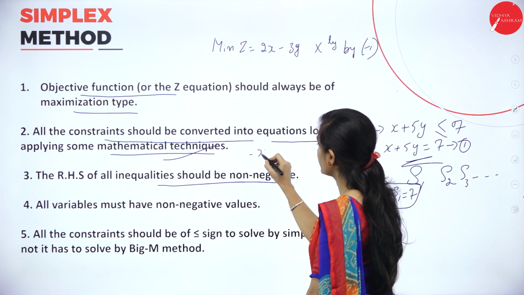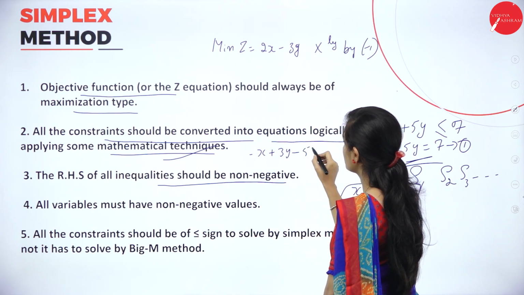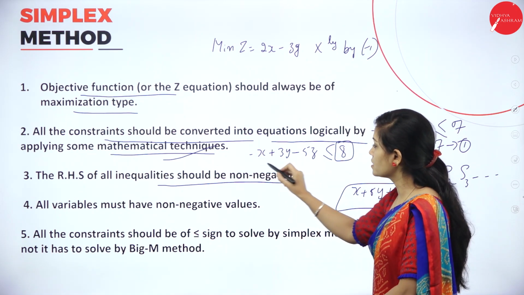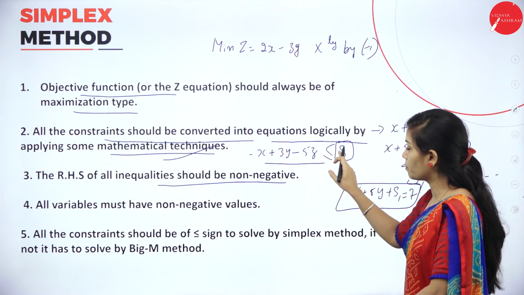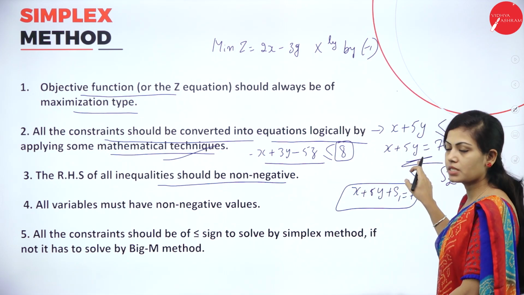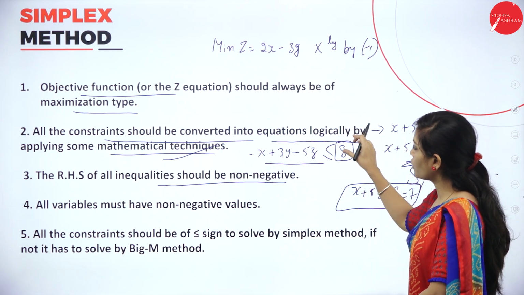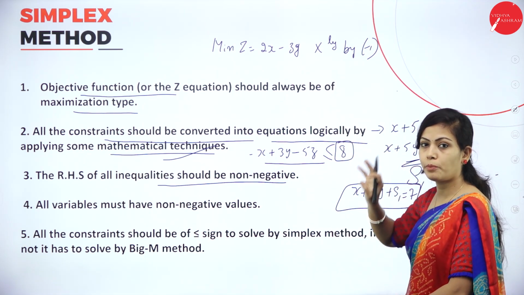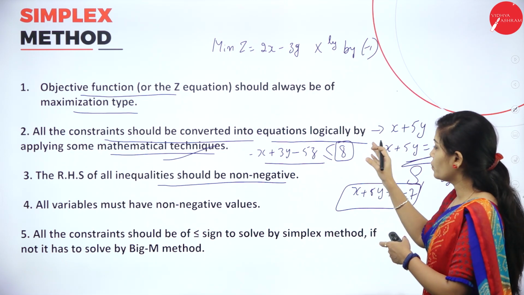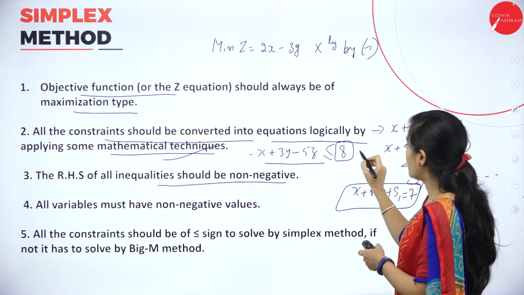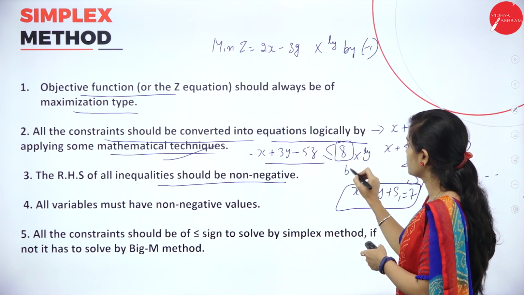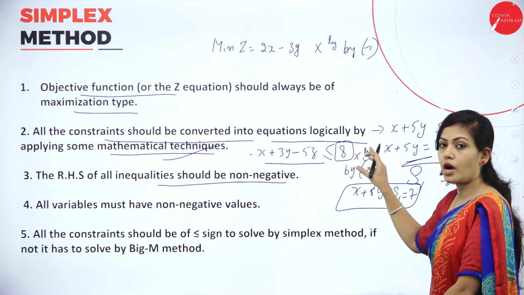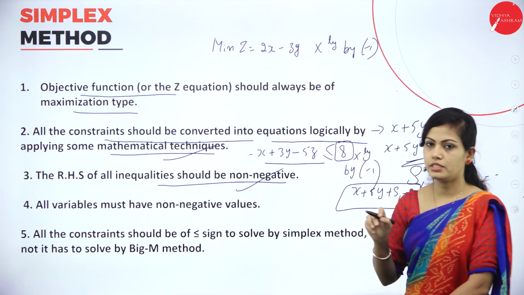Example: minus x plus 3y minus 5z less than or equal to 8. So the third rule concerns all the inequalities. Now, this is in the form of an inequality, so you need to convert it into an equation. But before that, all the RHS values should be non-negative, that means positive. If you get any negative, you need to convert it into positive by multiplying by minus 1. All the RHS values should be non-negative.